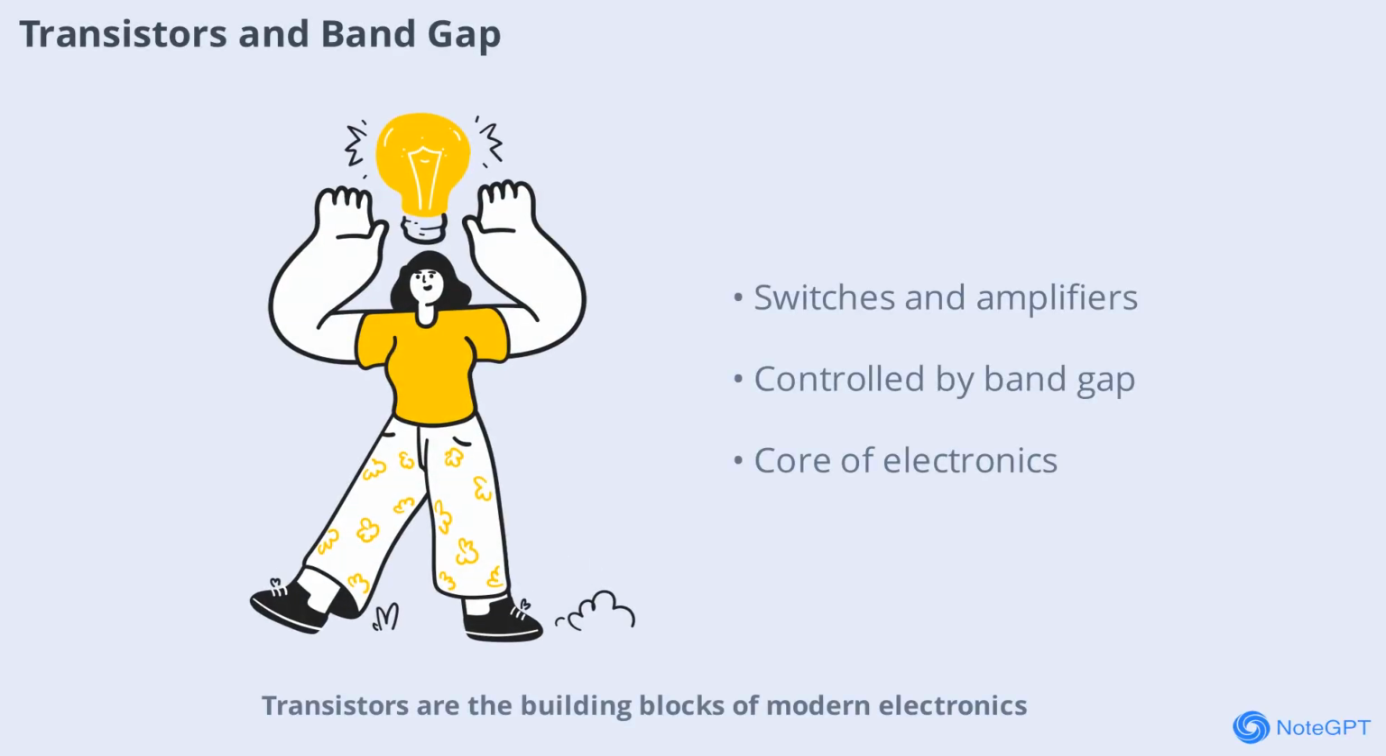Transistors are the building blocks of modern electronics, and their operation depends on the band gap of semiconductor materials. By controlling the flow of electrons across the band gap, transistors can act as switches or amplifiers. This ability to precisely control electrical signals is what makes computers, smartphones, and countless other devices possible. The band gap is truly at the heart of digital technology.